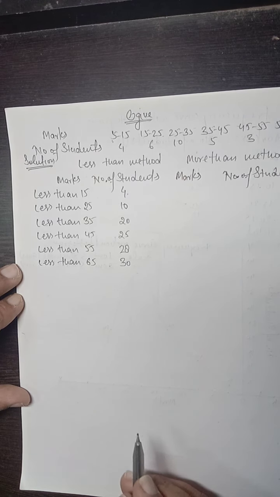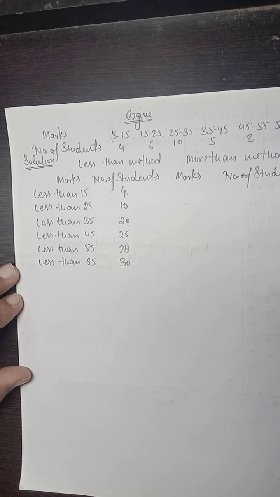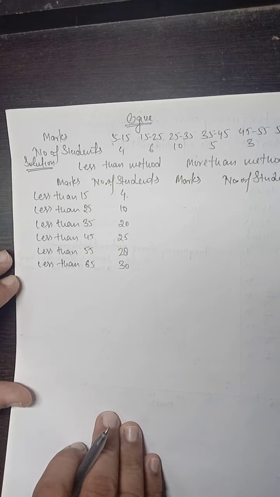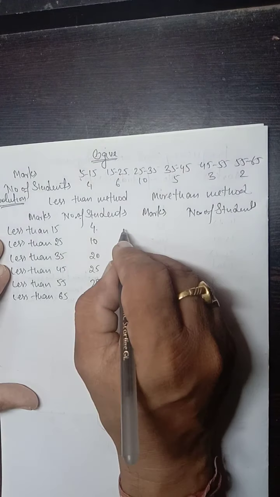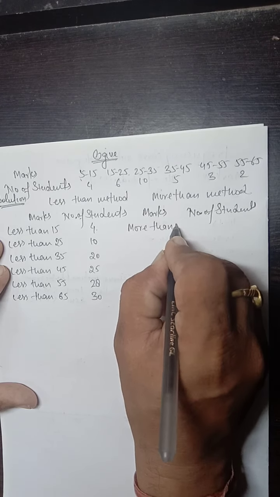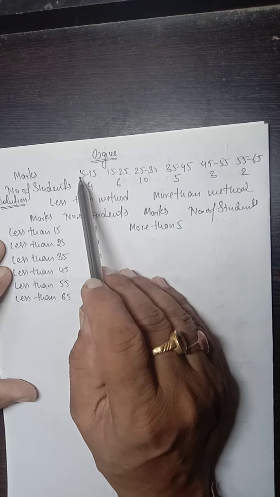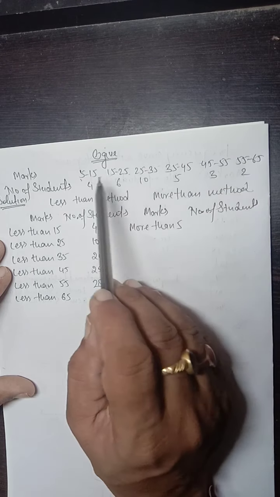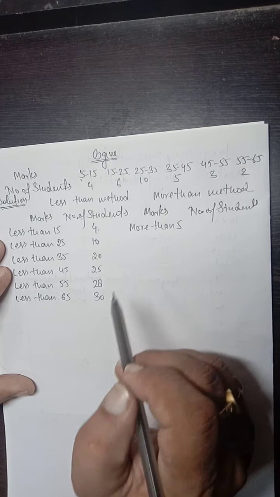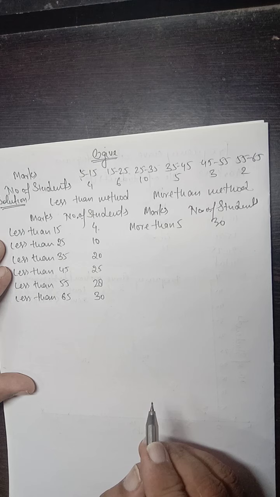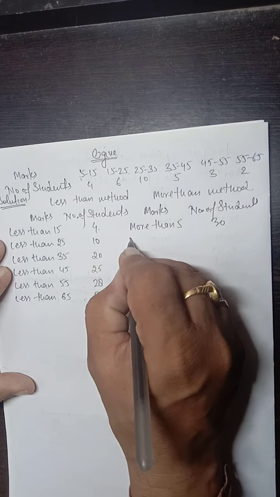Got it? Now we are moving to the next, where a blunder is made by the students. They just reverse the numbers, but it will not be done here. Now we are moving to more than 5. All the numbers are more than 5, because 5 is the lowest number and the highest is 65. More than 5 means the total frequency, that is 30. It will be repeated here.